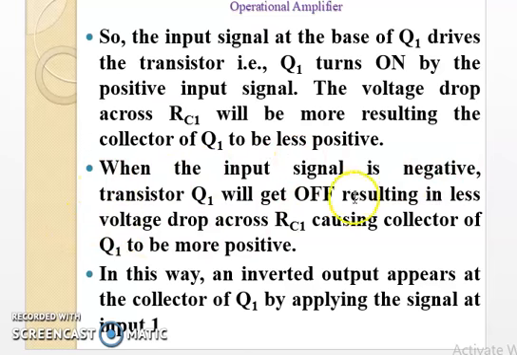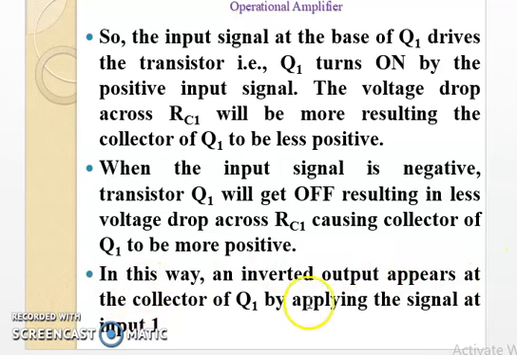This is the collector of Q1. Here what we are getting? An inverted signal by applying the input at Q1. Here at the collector, we are getting an inverted output. Here it is mentioned: in this way, an inverted output appears at the collector of Q1 by applying the signal at input number 1.